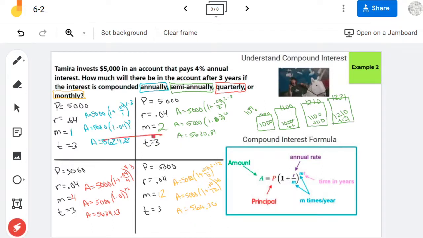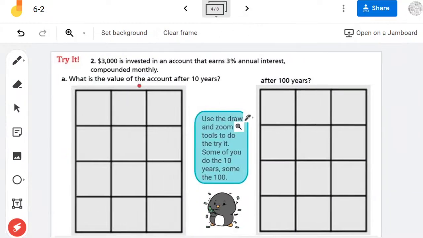So, right, here's where I'm getting more number of times compounding. And do you see how each time the value in the account gets bigger and bigger and bigger? So the more often that we compound, the higher the interest. And again, that's because we're calculating interest on interest on interest. So if we're doing this more times in a year, instead of doing just one jump, we're doing multiple jumps, and that's why it grows so quickly. All right, so let's go ahead and do the try it.